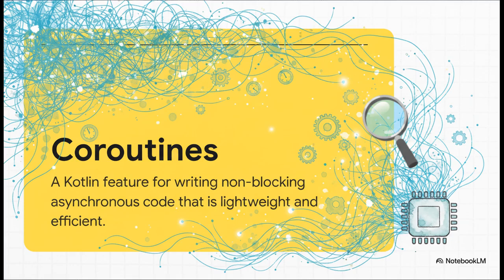And this is where Kotlin plays its ace in the hole. Coroutines. The best way to think about them is as super lightweight threads. They're so light you can launch tens of thousands of them and your system won't even break a sweat. It's a much more elegant way to handle all this async stuff.